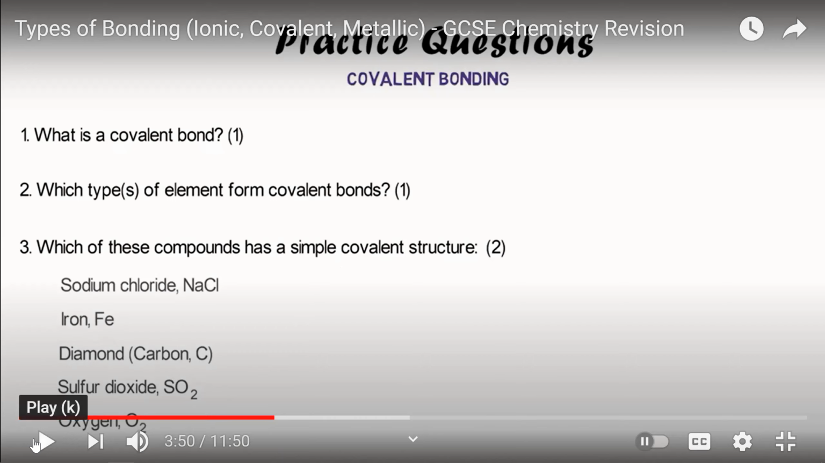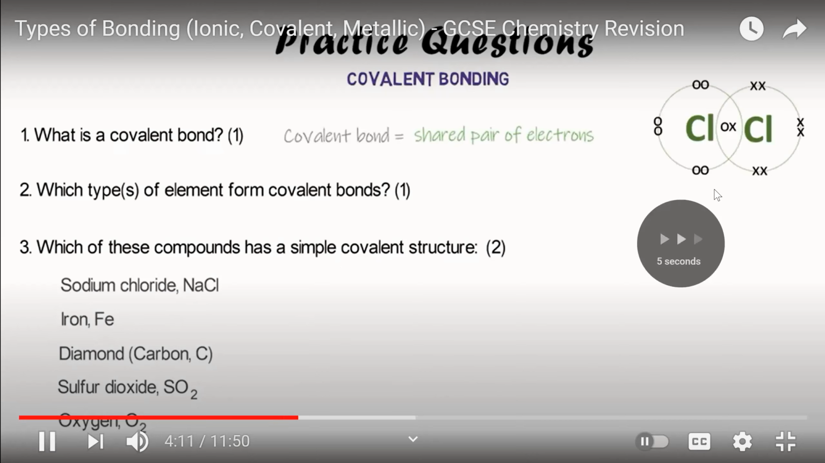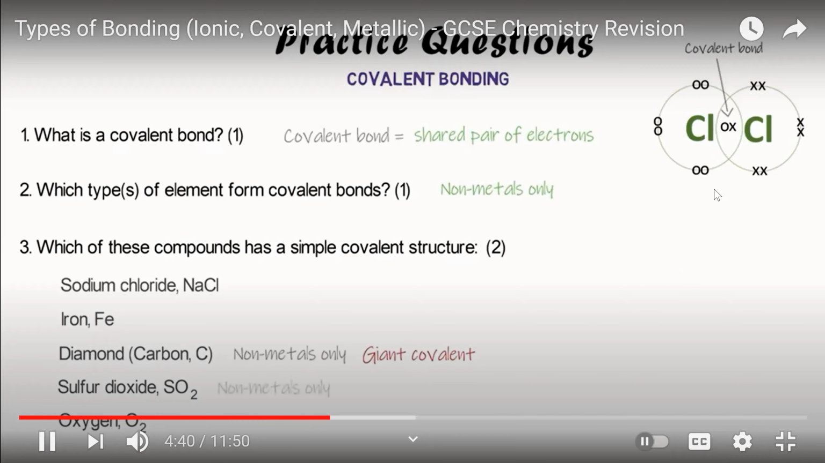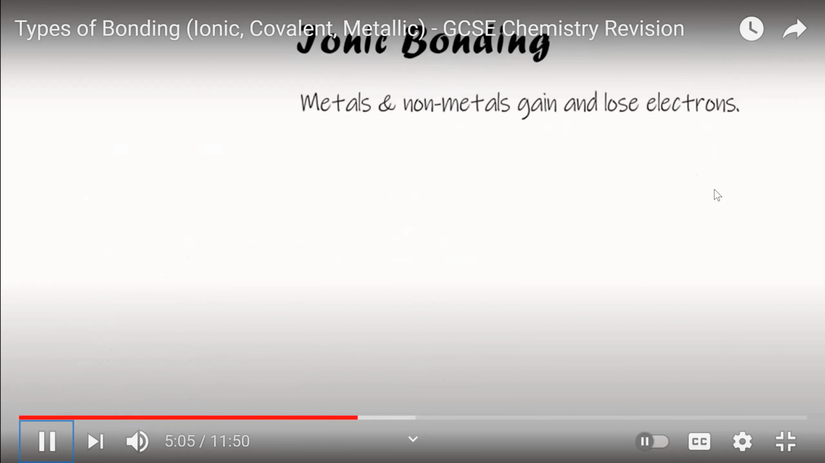So let us proceed. Pause the video and have a go at these questions. Yes, we have paused. Shared pair of electrons, in this diagram, bond between non-metal elements is covalent, whereas sulfur dioxide.